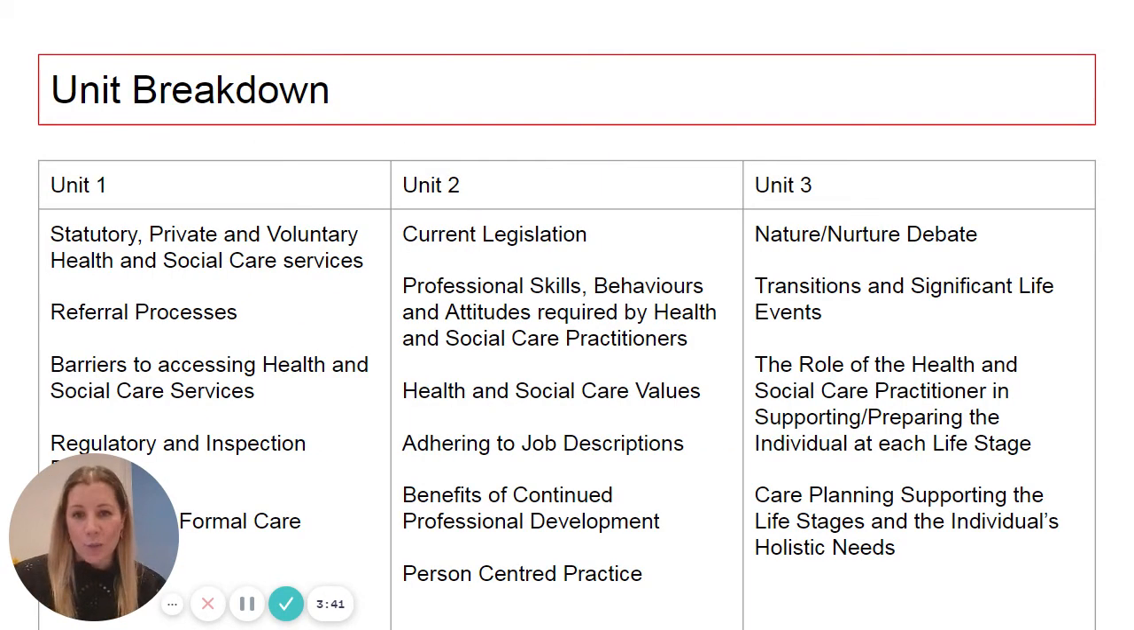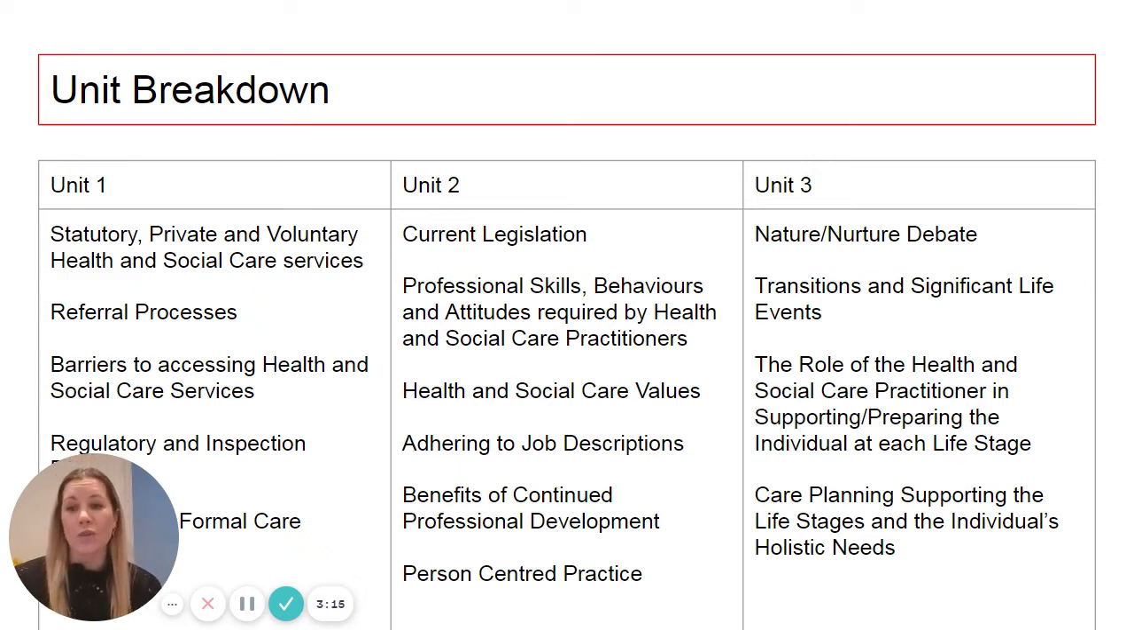So to break it down a little bit further, I've given you an outline of what you would cover in each unit. Now, each unit is mandatory. You can't pick and choose. We have to cover all of this content for you to be able to achieve the qualification in its entirety. So you can see there's quite a range of topics across all 3 units, and each unit builds on the previous one, so you're constantly consolidating your learning.